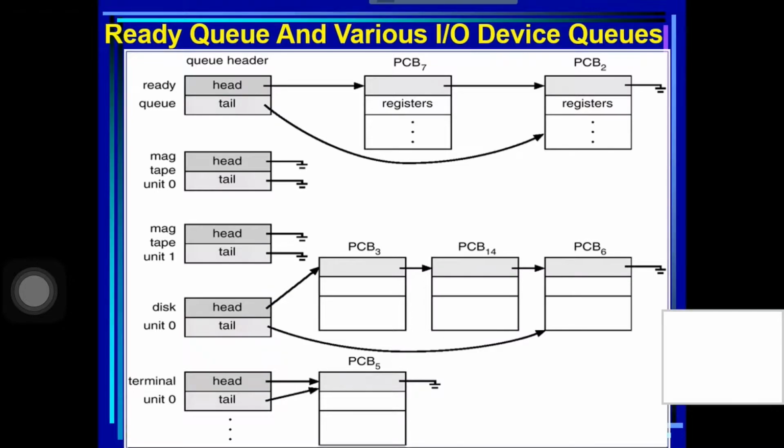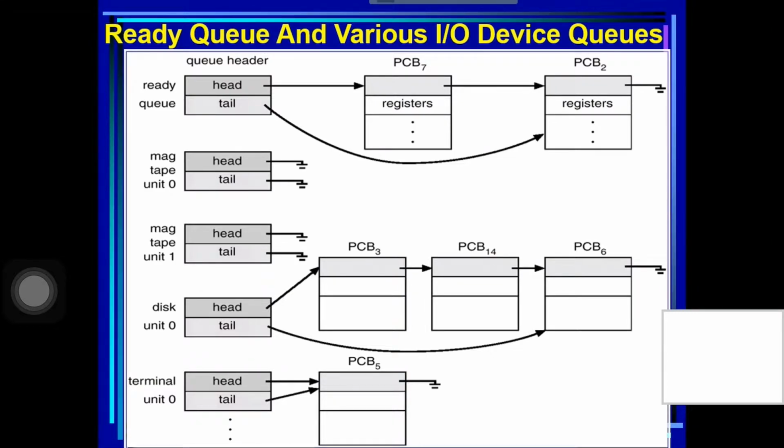So we must know that in the ready queue, actually what is in the ready queue? It is not the process. It is the process control block of each process in the ready queue. And also I already emphasized that the PCB is the most important data structure for the operating system to manage all the processes in the system.